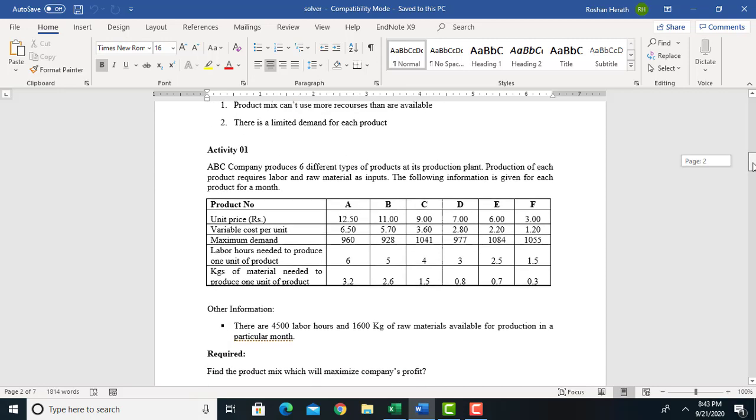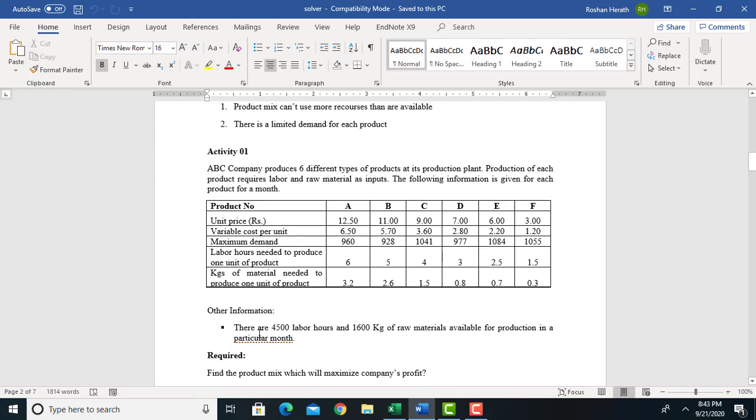Apart from that, you are given information about the labor hours that are available, and also the maximum availability of raw materials for a particular month. Then the requirement is to find the product mix which will maximize the company's profit. Subject to these labor and raw material conditions and other constraints, you need to decide what is the optimum product mix for this ABC company.